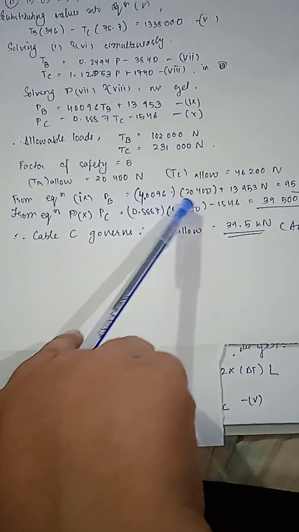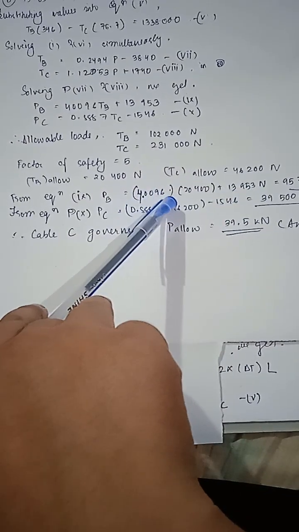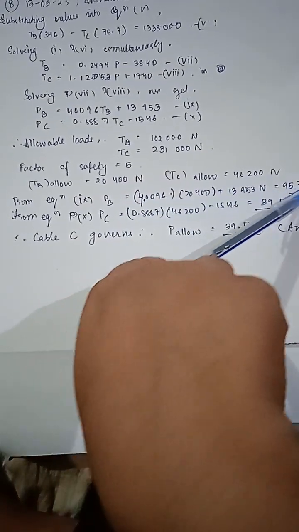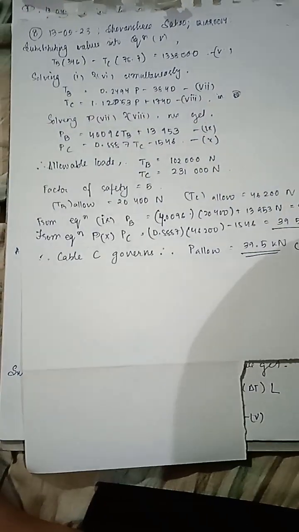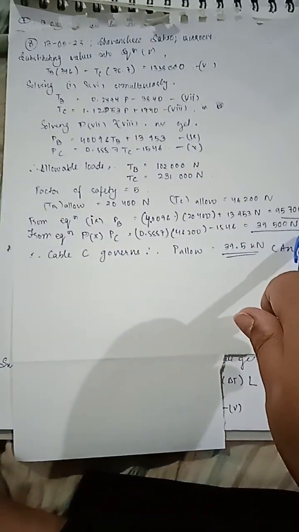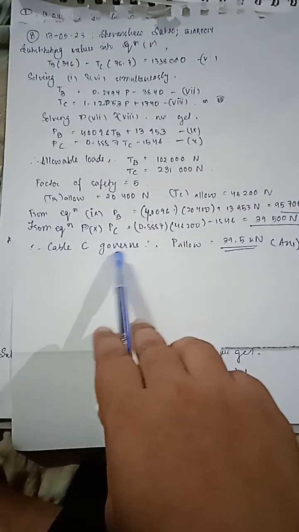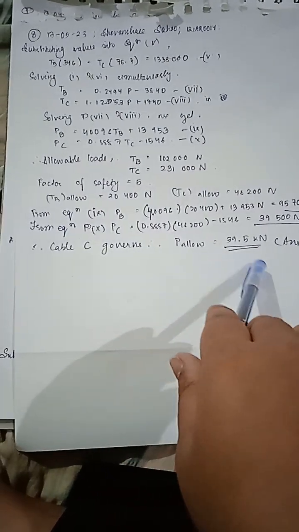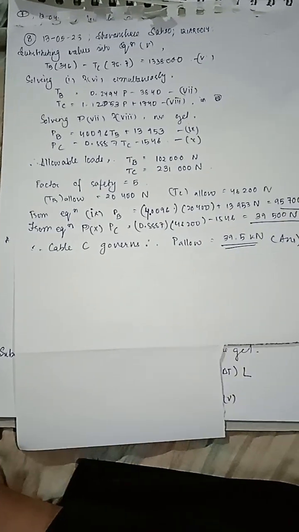From equation 9, PB is equal to 95,700 Newton, and from equation 10 we get PC is equal to 39,500 Newton. So cable C governs and hence the P allowable is 39.5 kilonewton, which is the answer. Thank you.